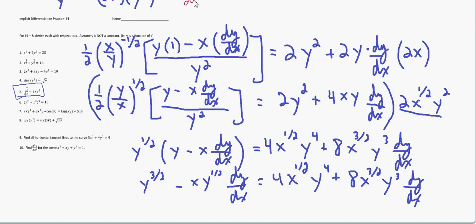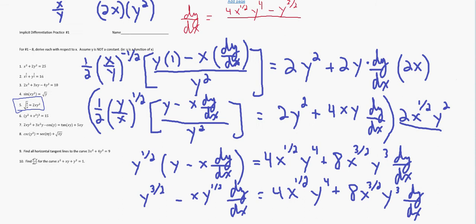So dy dx is going to be, on the right hand side, 4x to the 1 half y to the 4th is still going to be there. So 4x to the 1 half y to the 4th stays there. Also, I'm going to move y to the 3 halves over. I'm going to subtract it off of both sides, so it's going to be minus y to the 3 halves over. Now we're going to move this 8x to 3 halves y cubed dy dx over to this side, so it's going to be negative now. Factor out dy dx and divide by all the stuff that's there.